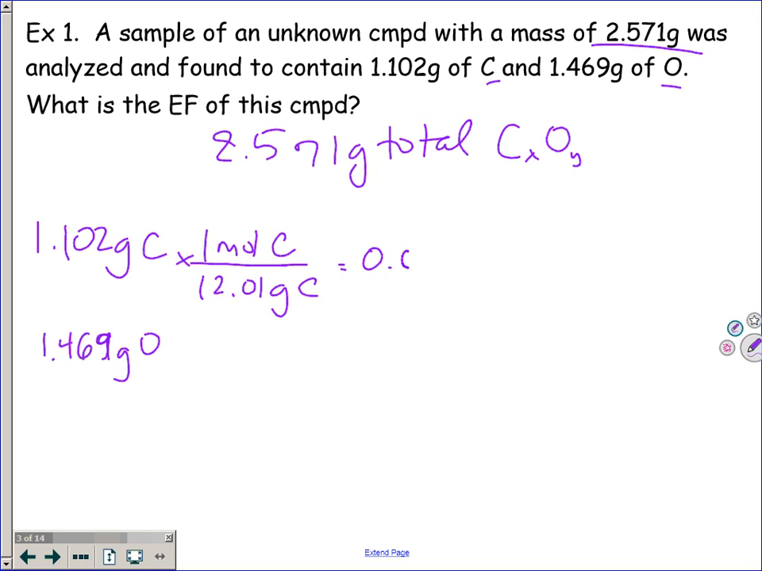I got you guys on the first one. 0.091757. Yes, I'm extending it because I'm not at my final answer. I don't have rounding error just yet. All right, so next one.